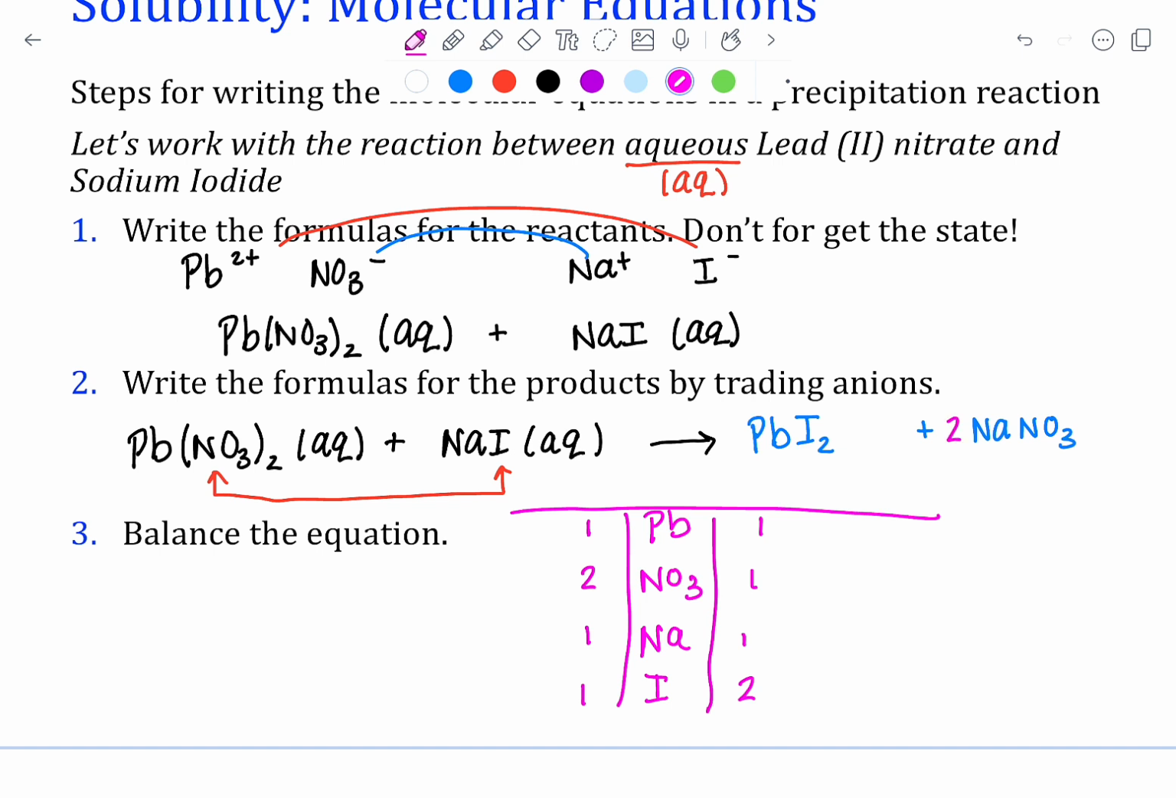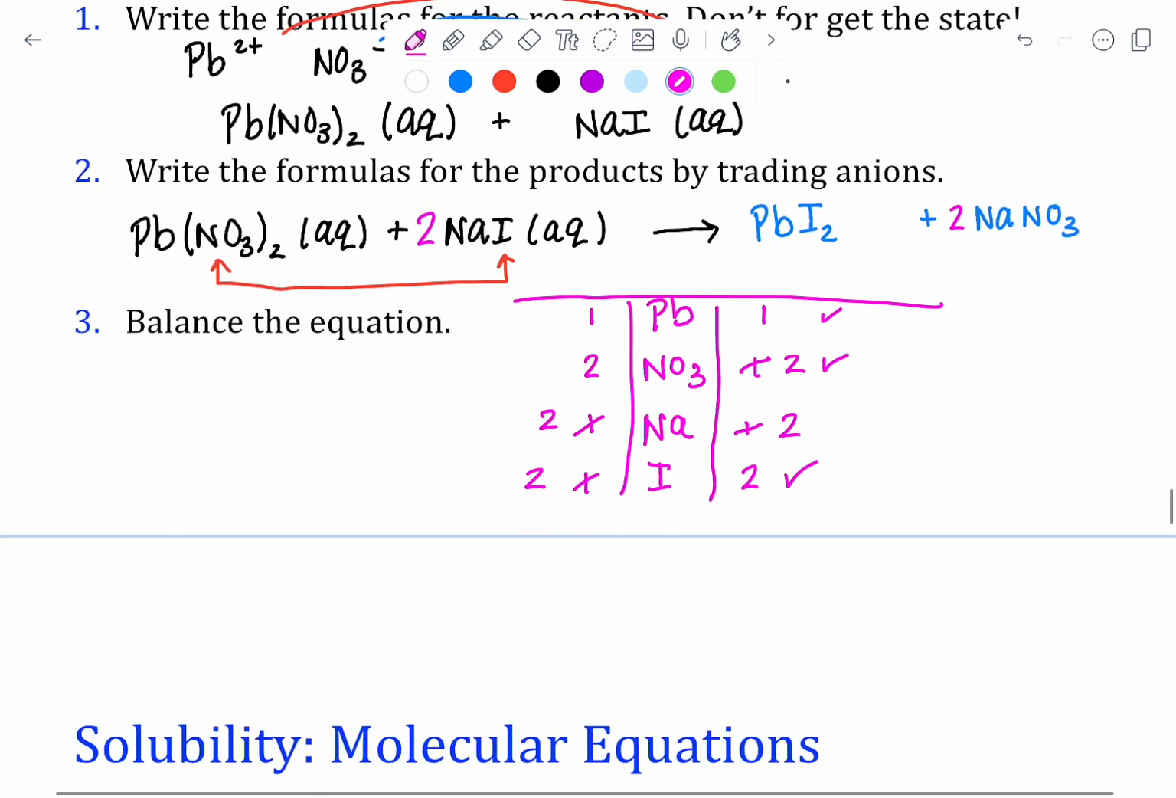Let's put a 2 in front of our sodium nitrate. That balances out our nitrate, but it misbalances our sodium. So now we have lead balanced and nitrate balanced. Now let's go to our reactant side and try to balance our sodium and our iodide, which are in the same molecule. If we put a 2 in front of sodium iodide, that balances them out.